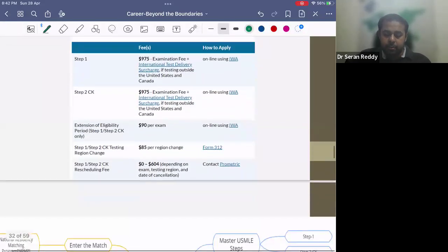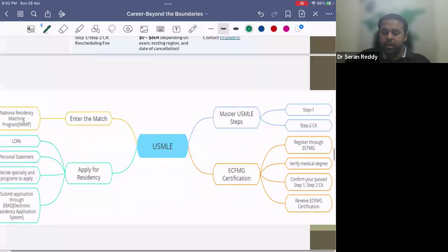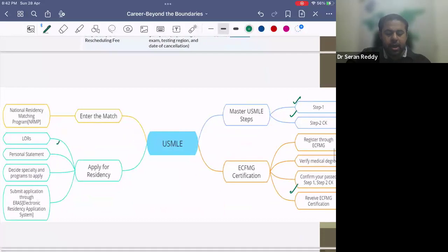Then what are the steps? Usually you have to master Step 1 and Step 2, register with ECFMG, and verify the medical degree. After you pass the steps and get ECFMG certification, then apply for the residency. Getting letters of recommendation is very important. You have to prepare your personal statement, decide which specialty and programs you want to apply to, and submit your application through ERAS, the Electronic Residency Application System. And then you enter the Match, the National Resident Matching Program.